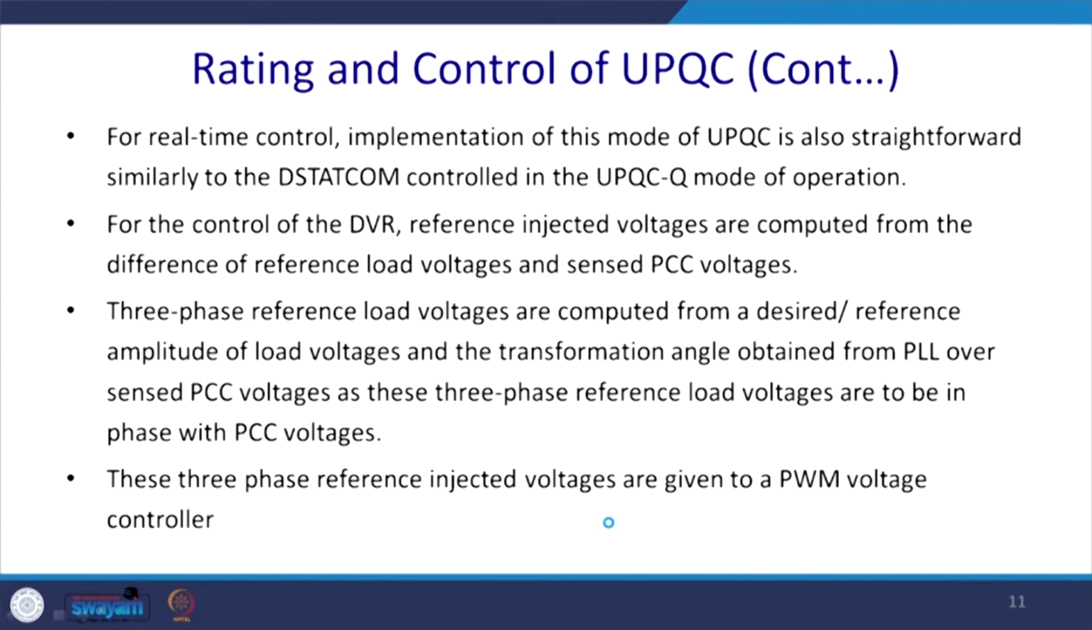So, what happened here, for the real control, the implementation of this mode of the UPQC is also a little straightforward, because you straight away try to compensate the in-phase component. Similarly to the D STATCOM control, from the UPQC mode of operation. So, thus for the control of the DVR, the reference injected voltages are computed from the difference of the reference load voltage and the sensed PCC voltage.